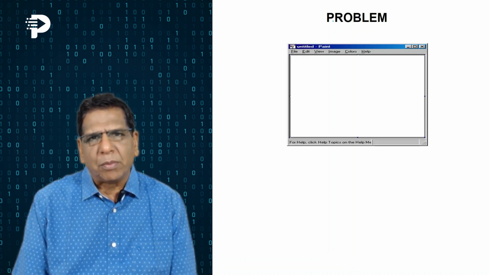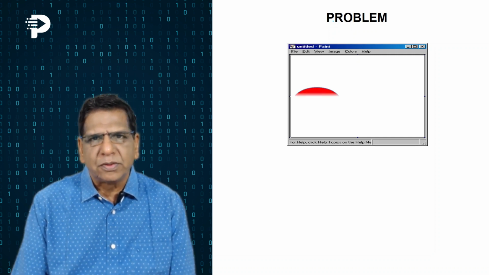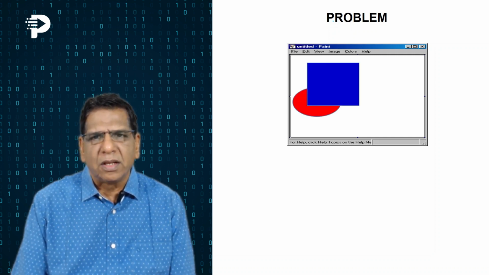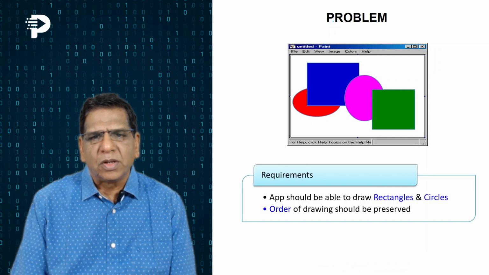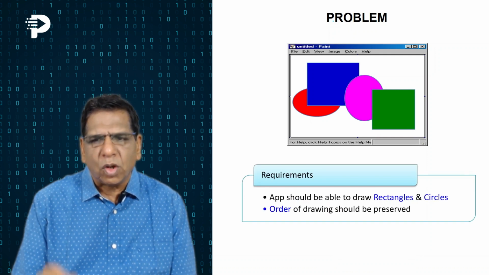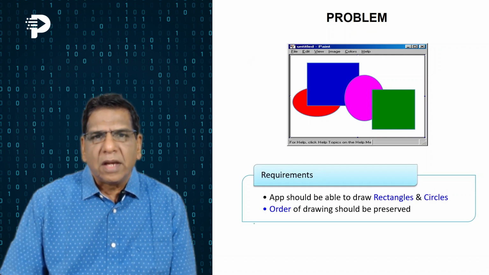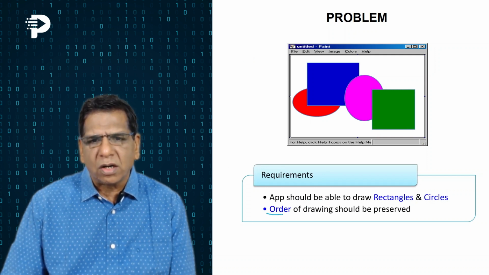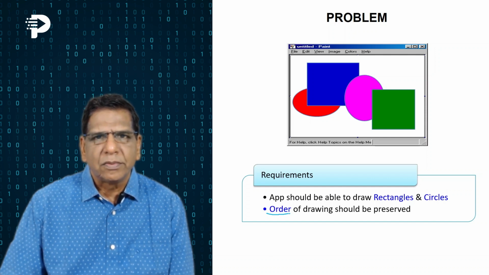Suppose we have a problem like this to solve, wherein within a window we propose to draw a variety of shapes. Maybe some circles, some rectangles, so on and so forth. Now here if you observe carefully, not only are we interested in drawing the rectangles and circles, additionally we want that the order of drawing of those shapes should be preserved. What do I mean by this?